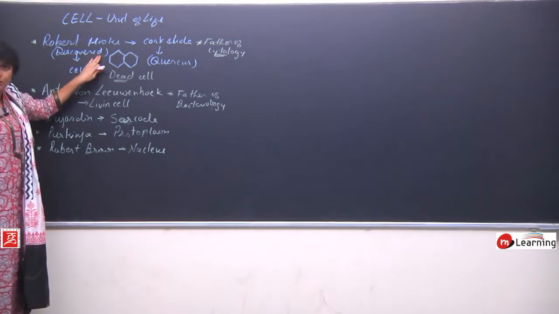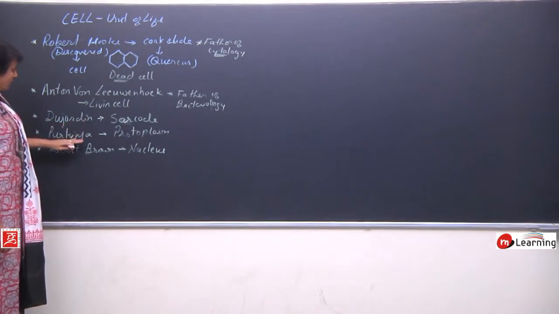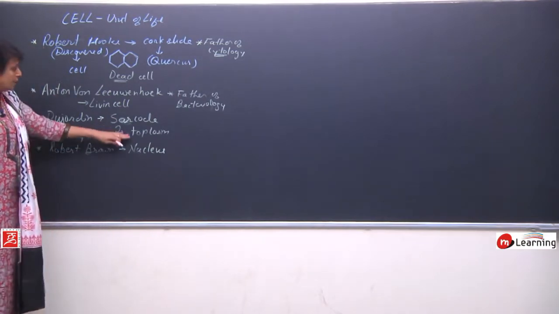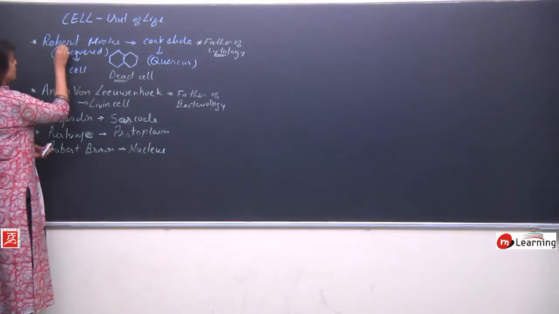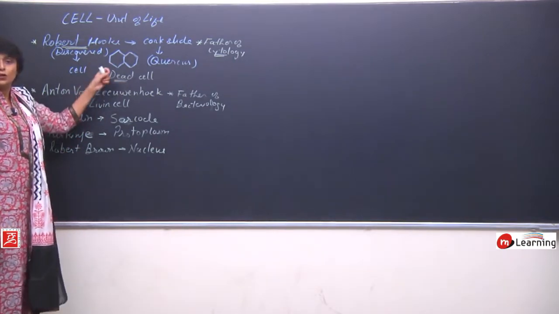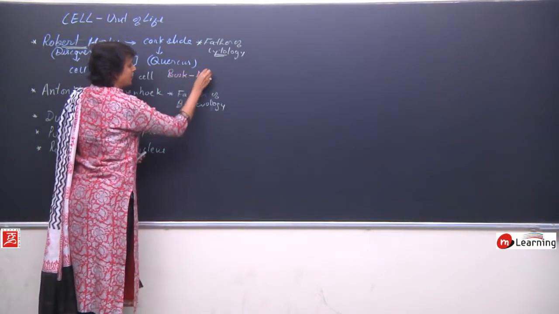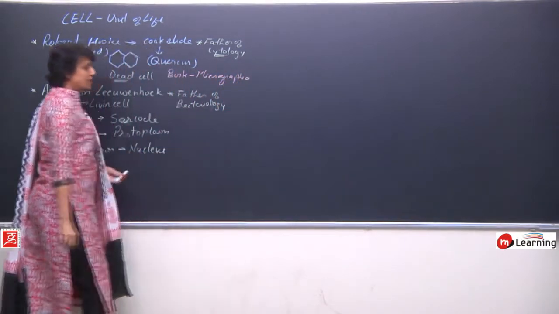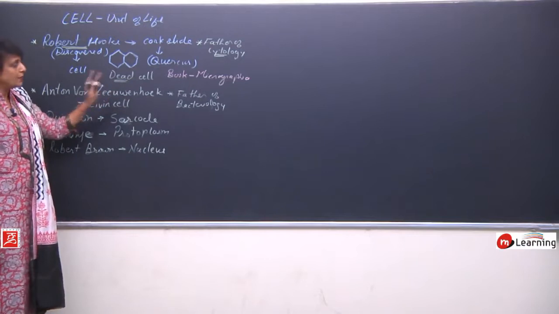That is, Hooke first observed the cell, dead cell. Leeuwenhoek observed the living cell. Dujardin and Purkinje gave the term protoplasm, and Robert Brown discovered the nucleus. Robert Hooke published the entire information about his discovery and observation and everything in his book called Micrographia. So these are some basic historical things which we need to know before we get started with the cells.